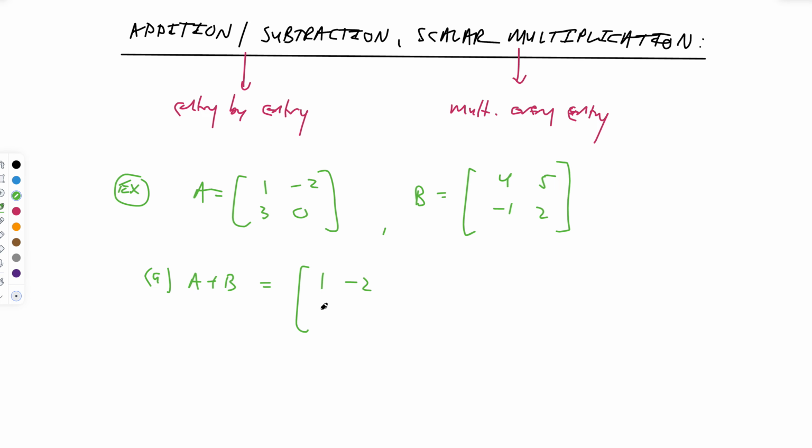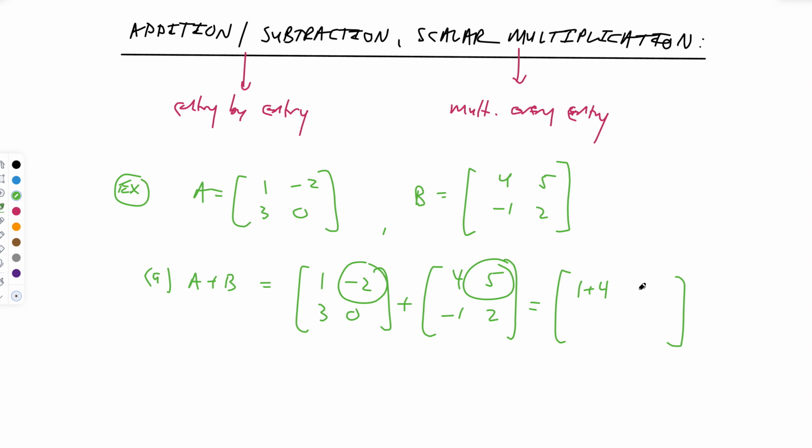you would take matrix A, you would add to it matrix B, and you would just go entry by entry. So you would go row 1, column 1 with row 1, column 1. You would get 1 plus 4. You'd get row 1, column 2, row 1, column 2, -2 and 5. My apologies. Row 2, column 1 and row 2, column 1. You add those. So it's 3 plus -1. And then row 2, column 2, you get 0 and 2. So in the end, my matrix addition is 5, 3, 2, 2.